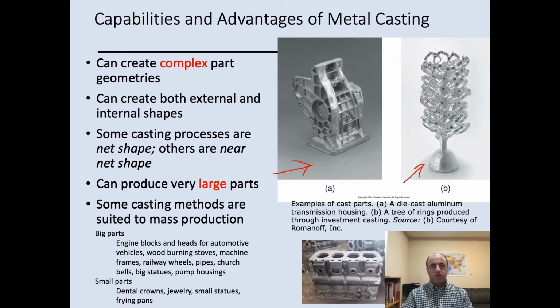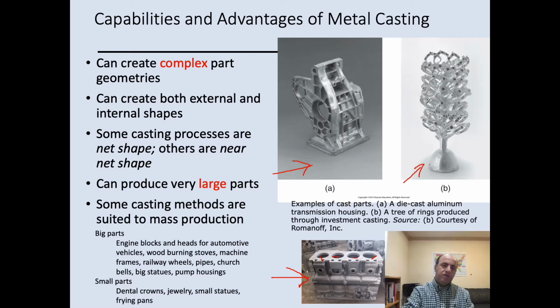Another advantage of metal casting is that it can create external and internal features. Look at this example, the bottom one. We have an engine block. As you know, an engine block has several cylinder locations. This one has four. These cylinders are internal features, so this manufacturing process can make those internal features.